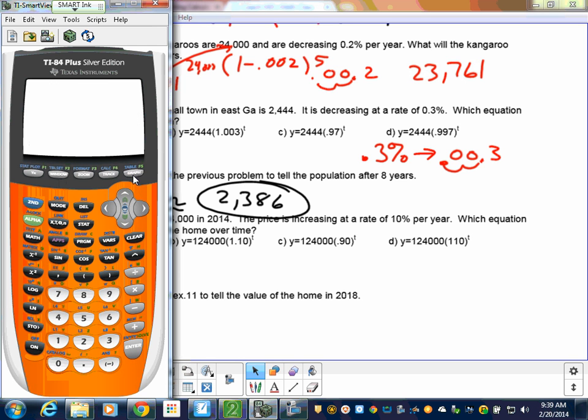That's kind of cool. There's the first year you started out at 2,444, and then the next year you would be down to here, so on and so forth. This asks for the 8th year, and look at this. That's that same 2,386 that I got.